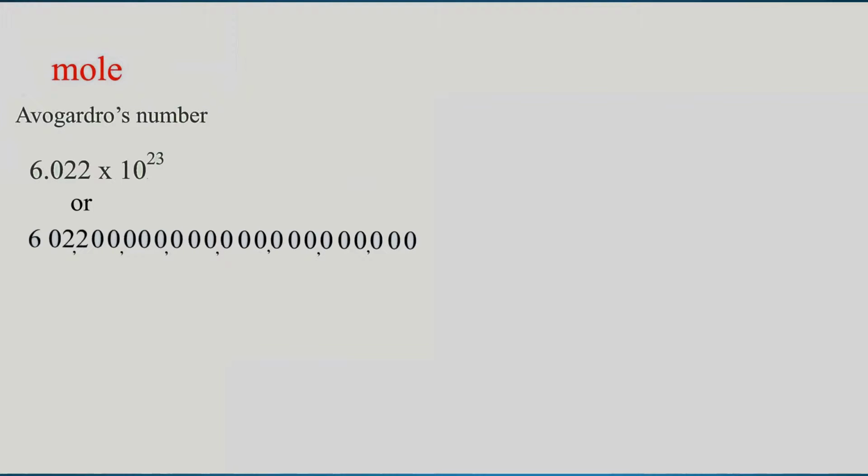Now let's look at another word, mole. What is a mole? Mole is not a thing, it's not a noun. Mole is a description. It is a number. And what is this number? This number is equal to 6.022 times 10 to the power of 23.